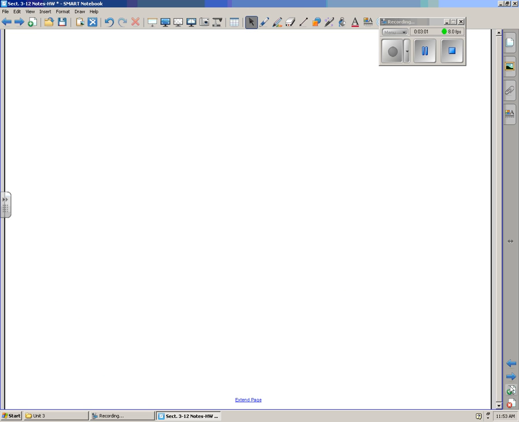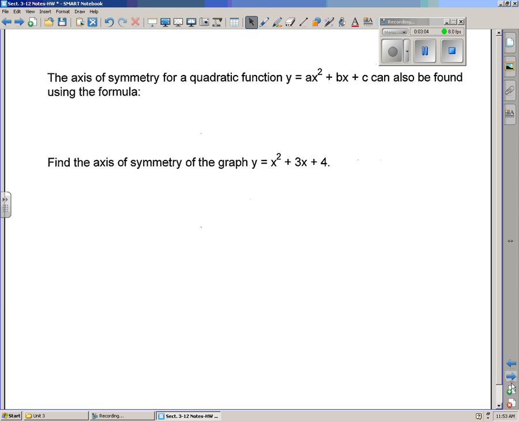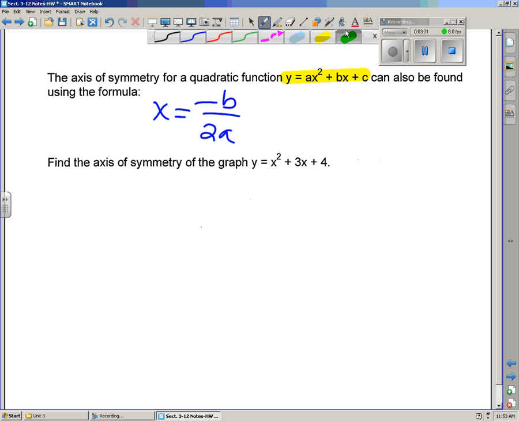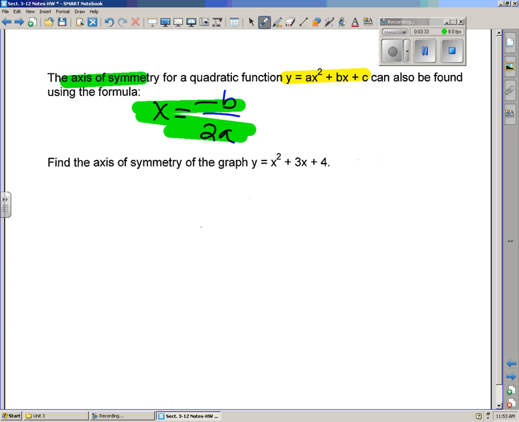If they ask you to find the axis of symmetry without giving you a graph, then there's a formula that you can use. So all quadratic functions are always in this setup. There shouldn't be anything new. y equals ax squared plus bx plus c. But there's a formula that you can use to find the axis of symmetry. And that formula, because it's an x equals line, is going to be x equals -b over 2a. And you get the a and the b from the quadratic. So this is the formula that gets used when you're trying to find the axis of symmetry.